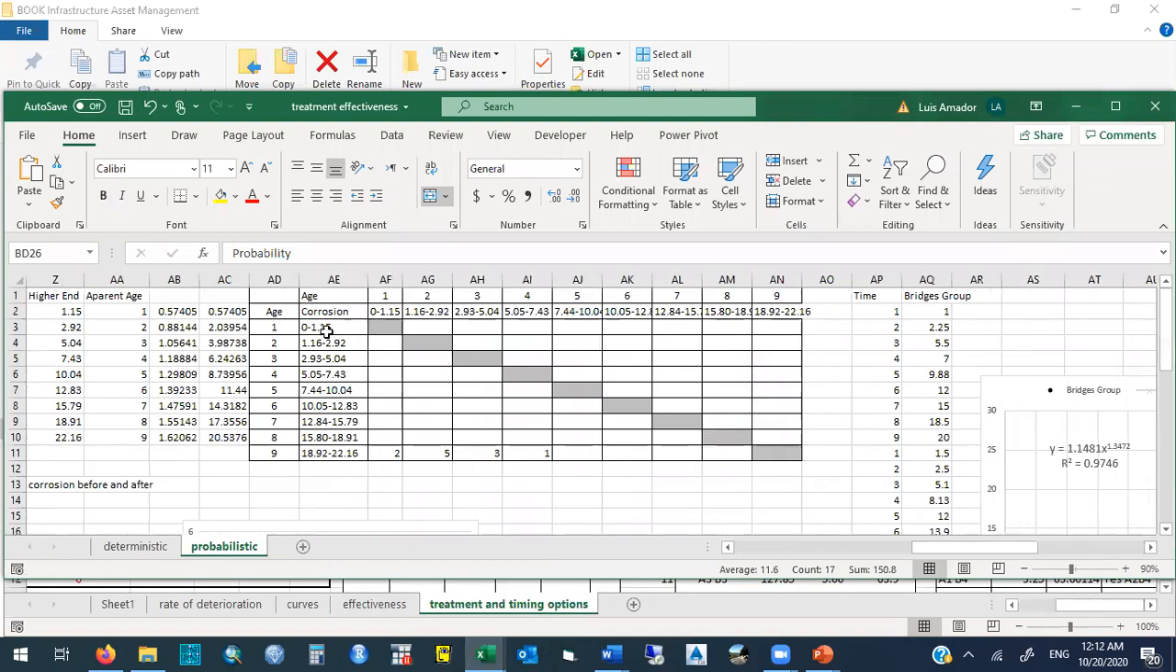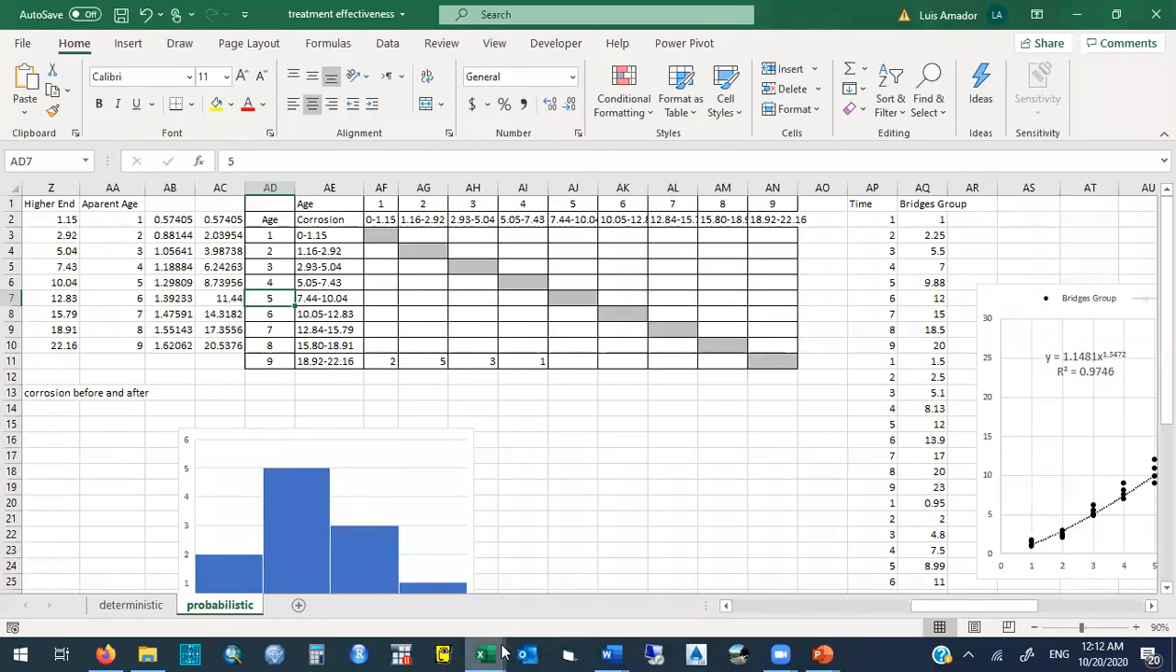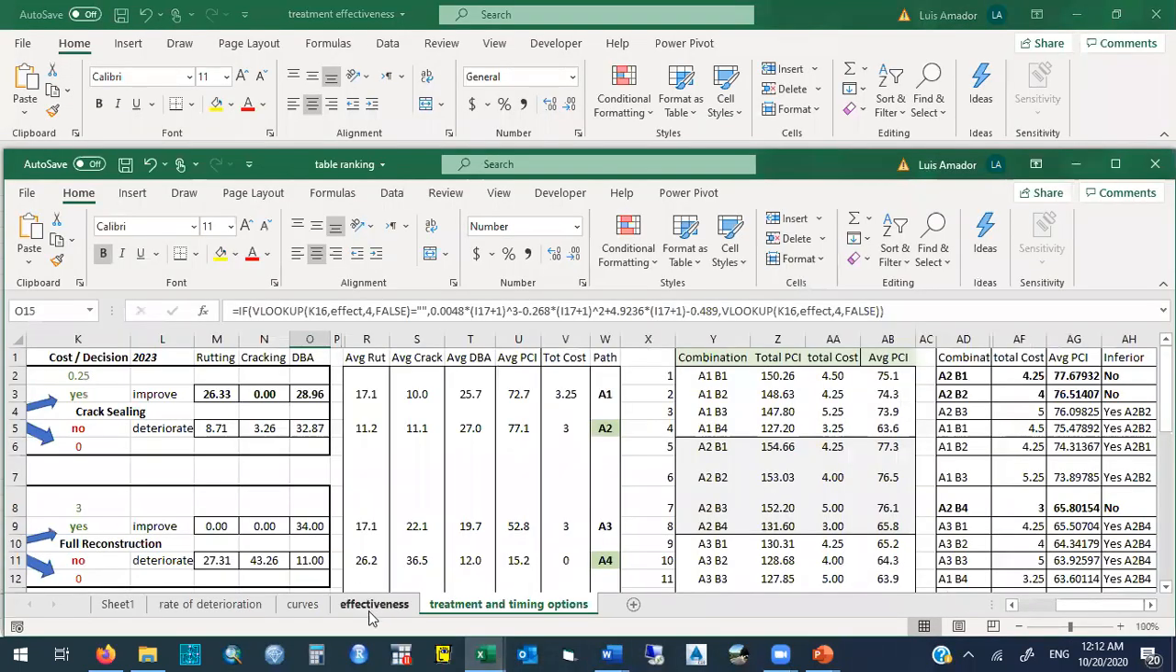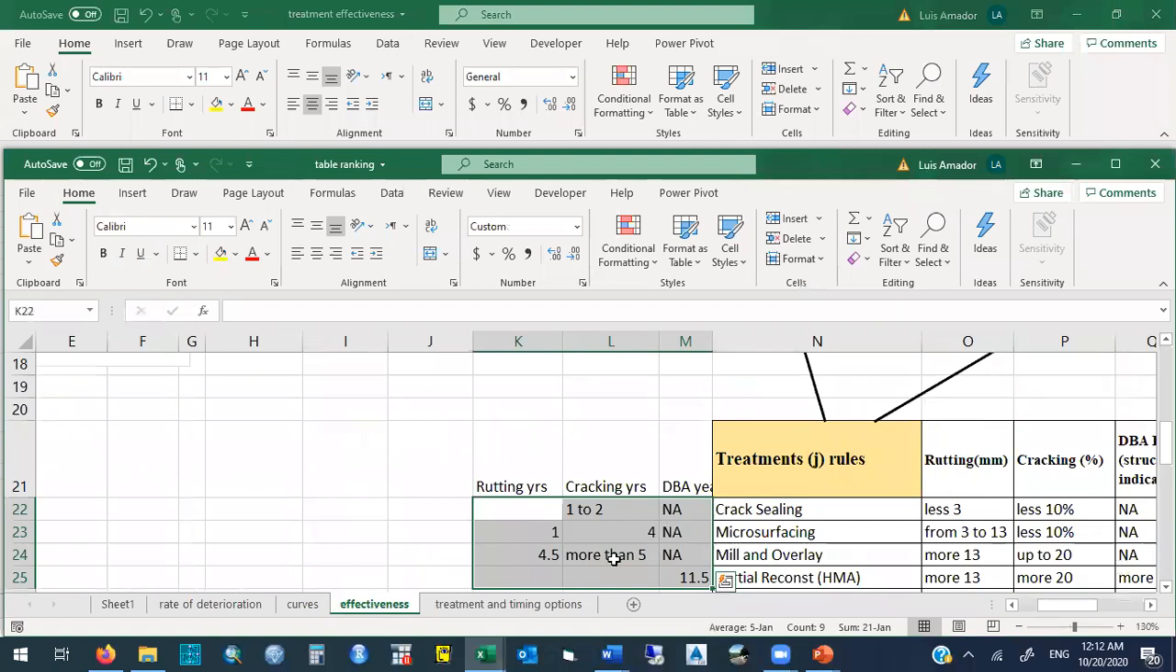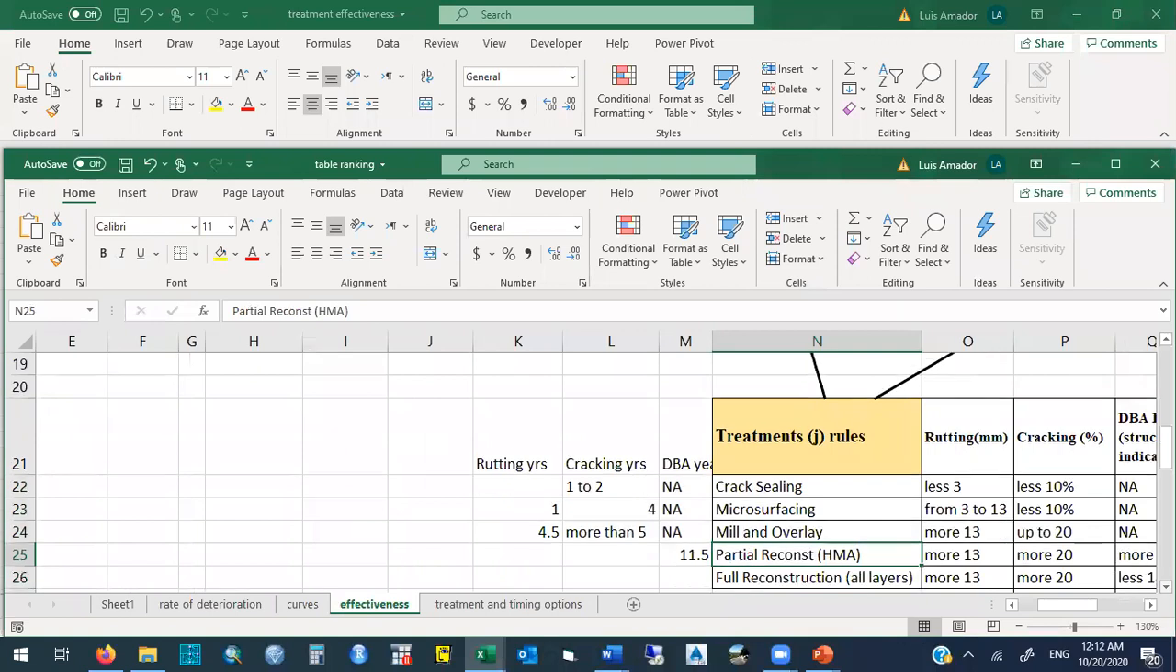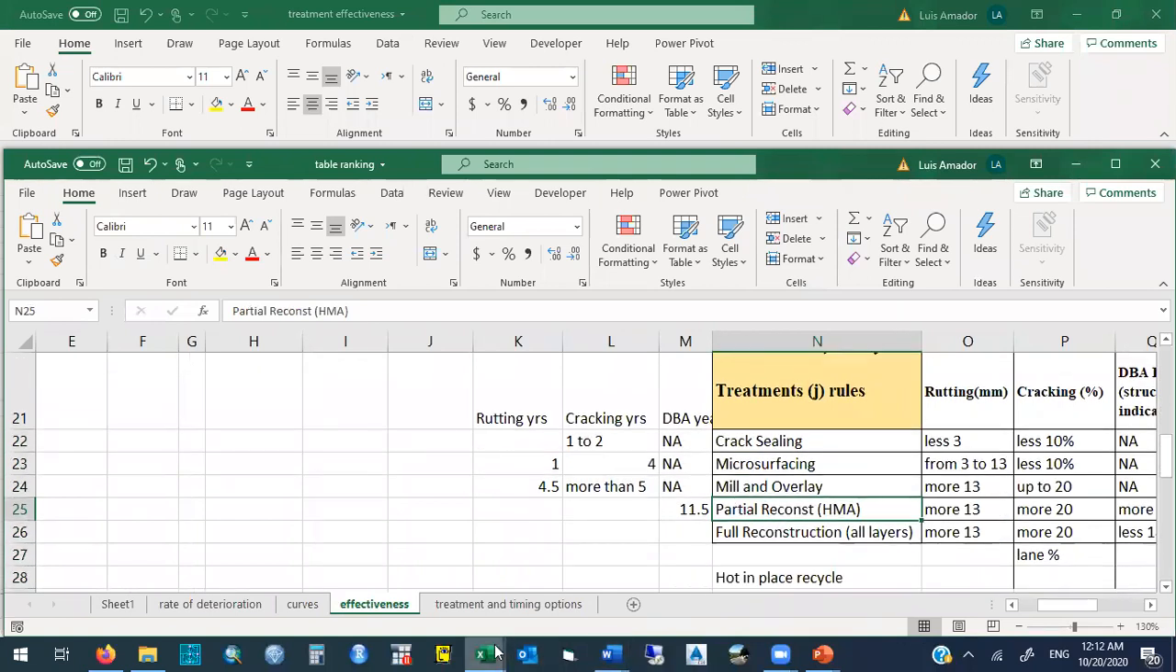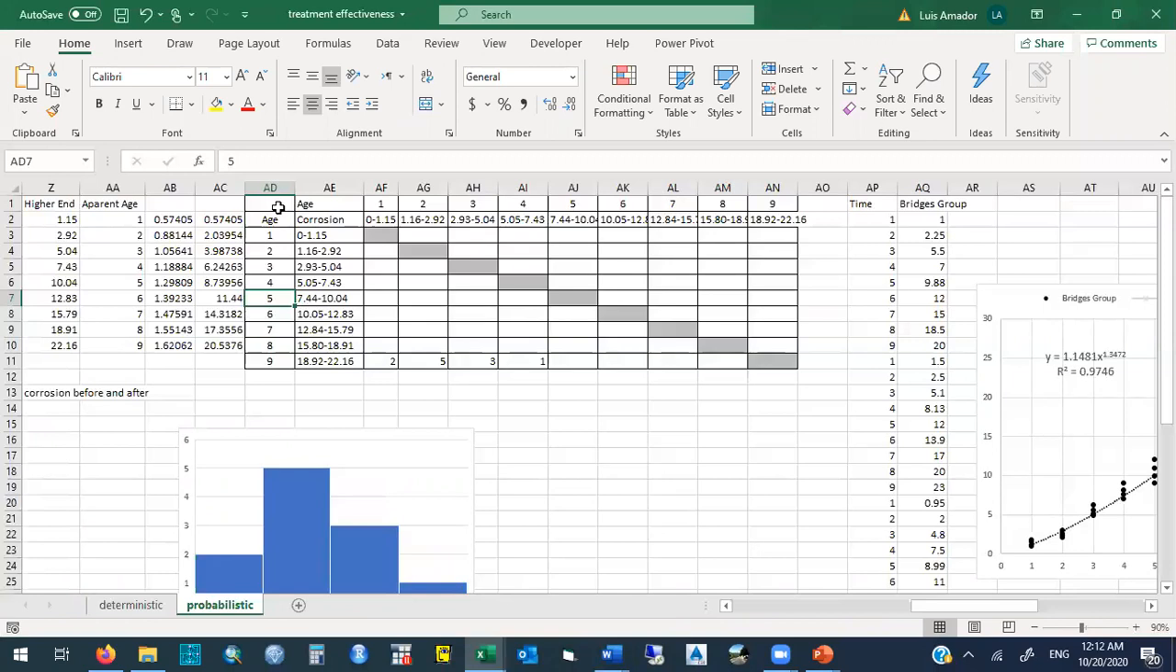So at the end of the day, these metrics with these years, if I know that after year 4 or year 5, I have a specific type of treatment, then I know that after this point in time, after year 5, chances are I have a mill and overlay or something heavier than that. But again, I need to establish one of these per indicator.